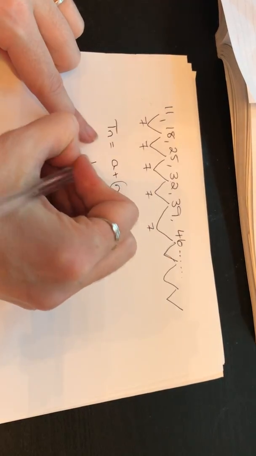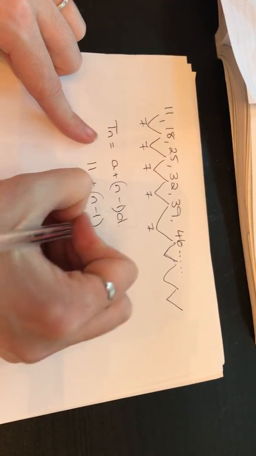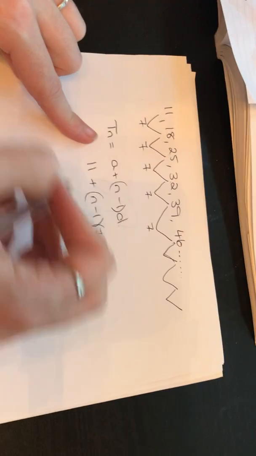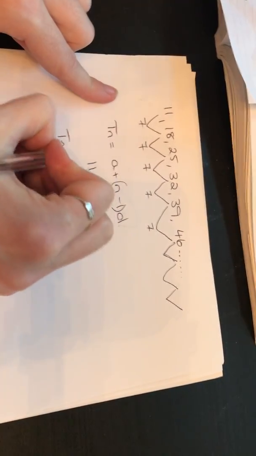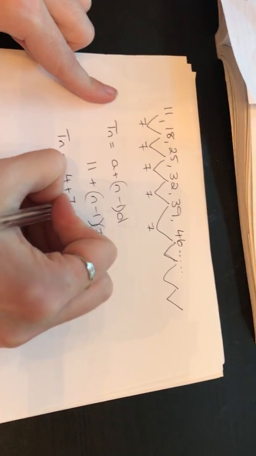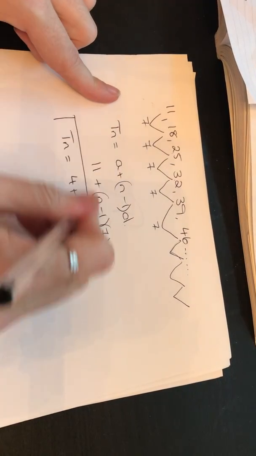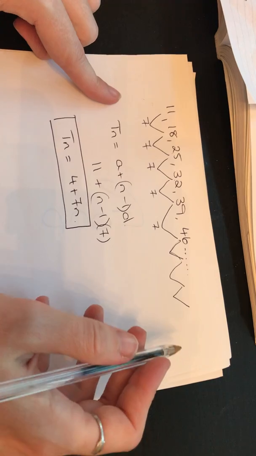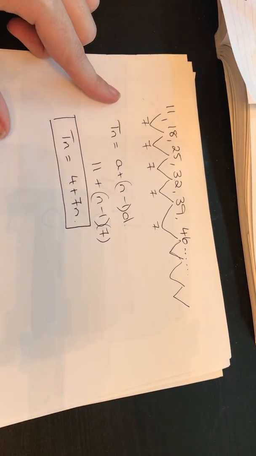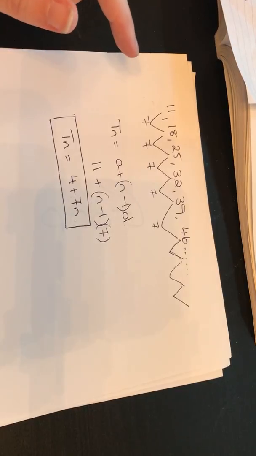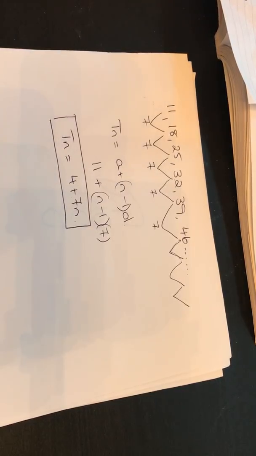A is your first term, and d is your common difference, and you clean that up, and you end up with Tn is equal to 4 plus 7n. That's the key to this whole pattern. If you want T100, it's 4 plus 7 times 100, and that will get you 704, which is the 100th term of your pattern.